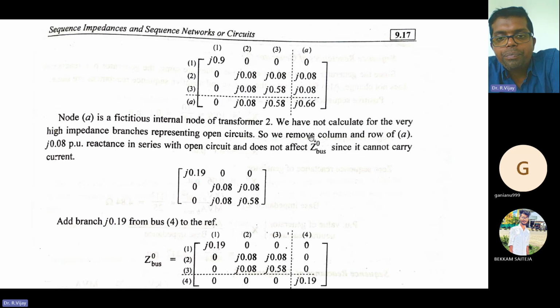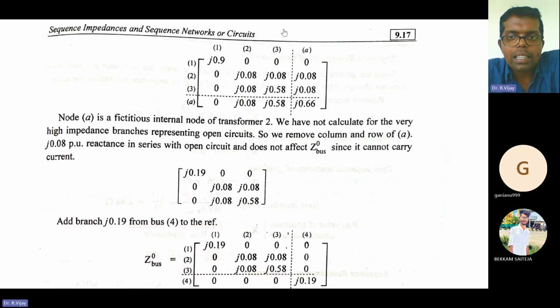So we remove this column and row. What we are doing is, we are not taking this column A and row A. Just we are neglecting this, because here you see only this 0.08 per unit reactance is in series with the open circuit, and it does not affect the Zbus not, since it does not carry current. So that's why this particular column and row, that is fictitious node A, we are removing. So now this Zbus not becomes like this.